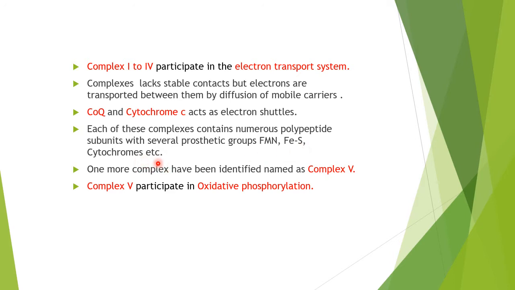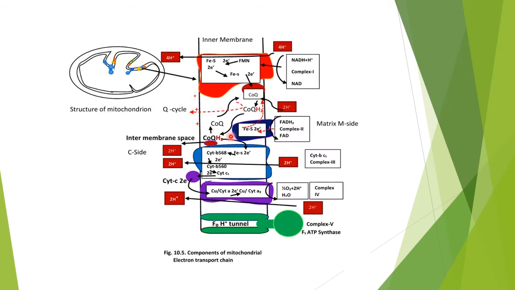One more complex has been identified, which is named complex 5. Basically, complex 5 participates in the final process, that is oxidative phosphorylation. We will discuss these complexes one by one. Before that, let us understand this diagram.